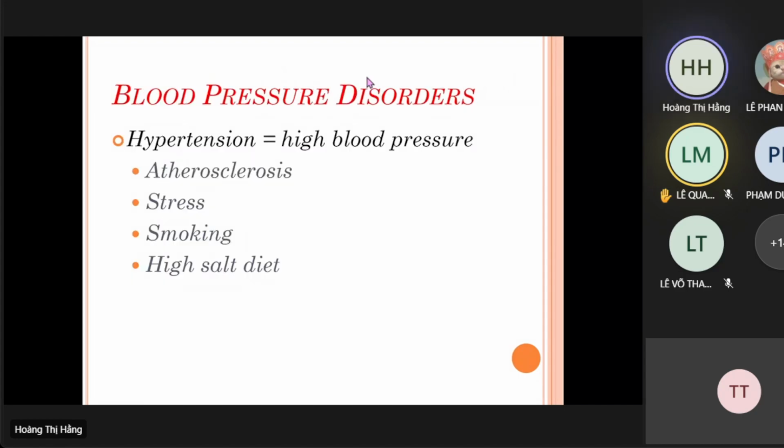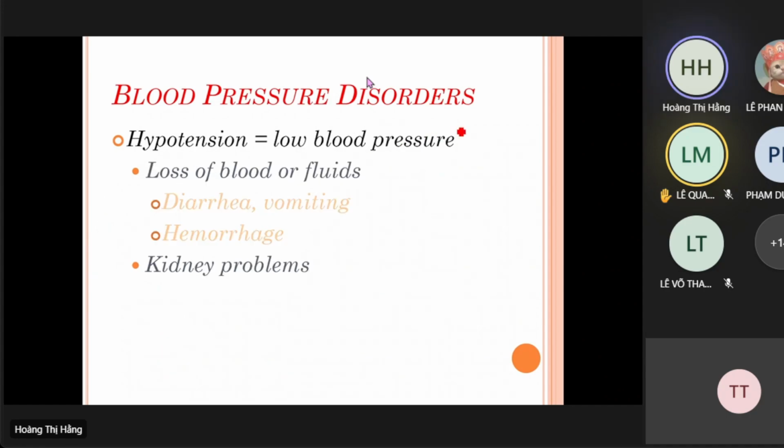Hypertension means high blood pressure. Atherosclerosis, xơ vữa động mạch ha. Atherosclerosis, hardening of the artery. Ather là vessel and sclerosis means hardening. Đây là một thuật ngữ y khoa ha. Xơ vữa. Đây là một số nguyên nhân của cao huyết áp, nhiều muối, hút thuốc, căng thẳng ha, hay là xơ vữa động mạch. Ok. Hypotension là huyết áp thấp, hyper là cao, hypo là thấp.